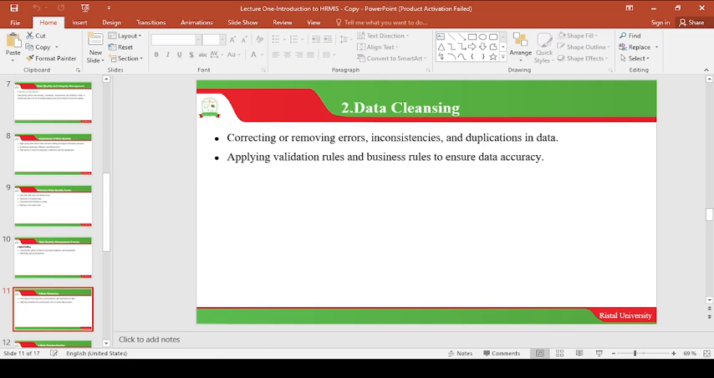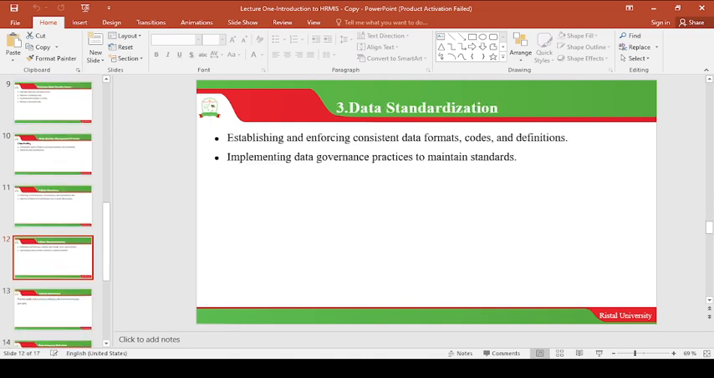Then applying validation rules and business rules to ensure data accuracy. So the validation rule could mean verifying the data. Okay, once you've received the data on your table, you have to make sure that you verify it so that you don't take any irrelevant data. So that is step number two, which is about data cleansing.